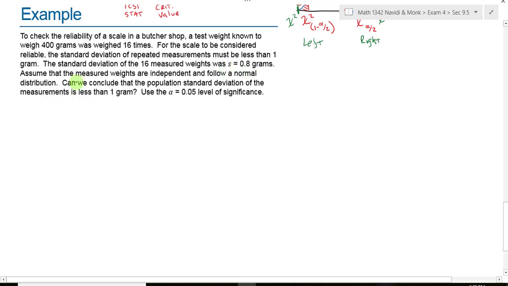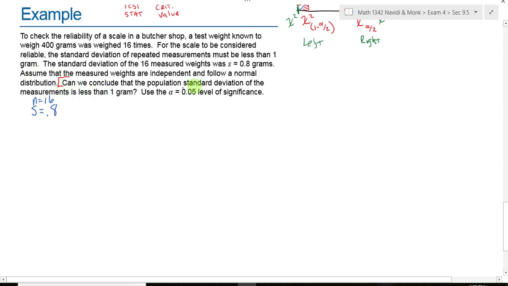S equals 0.8 is our sample standard deviation. Oh, by the way, N was equal to 16 because we weighed this weight 16 times. Assume that the measured weights are independent and follow a normal distribution. You need this assumption in order to be able to use the chi-square test.